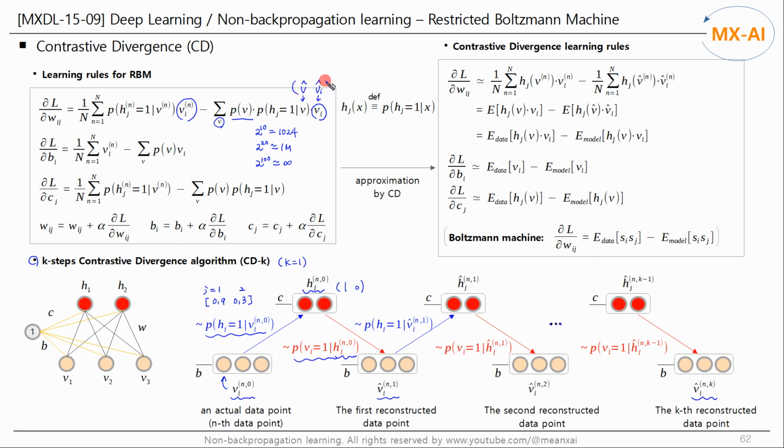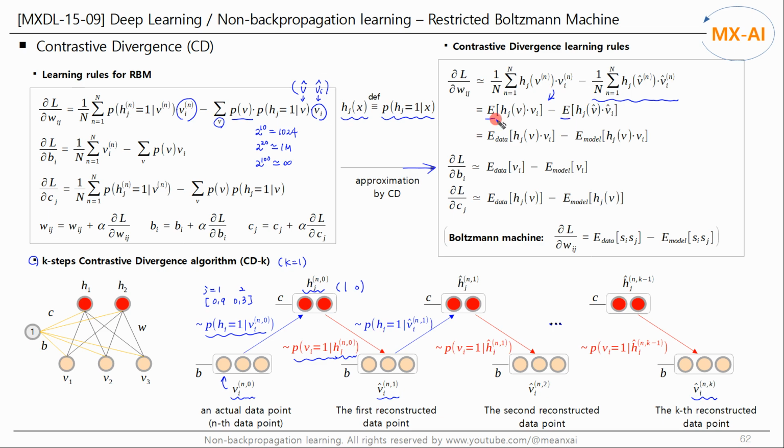We use these values for the V and Vk in this equation. Then the average can also be approximately expressed like this. Let Hj of x be the probability that Hj becomes 1 given x. Then the equations on the left can be expressed as follows. This equation can be expressed using expectation notation as follows.